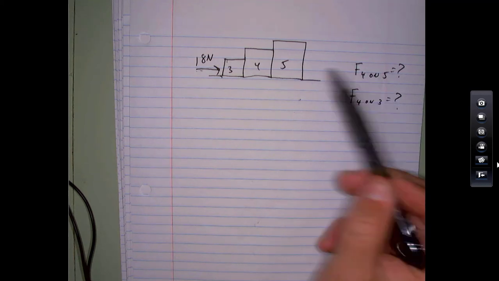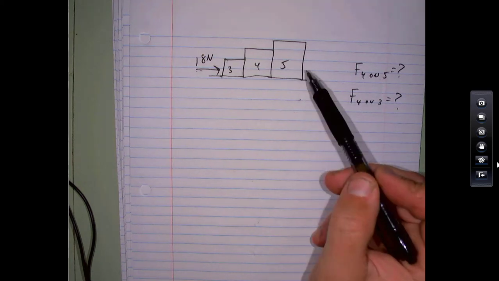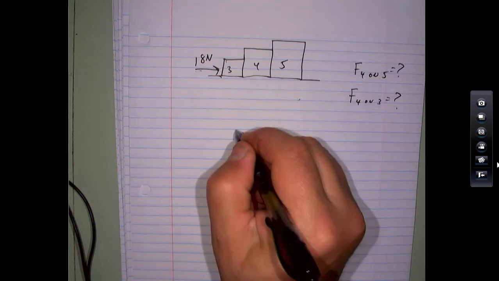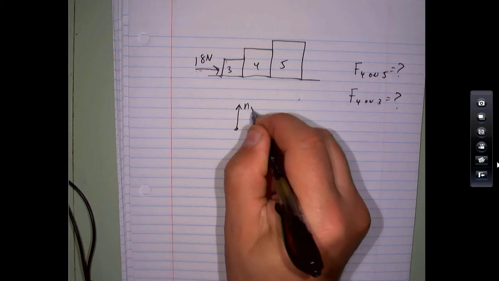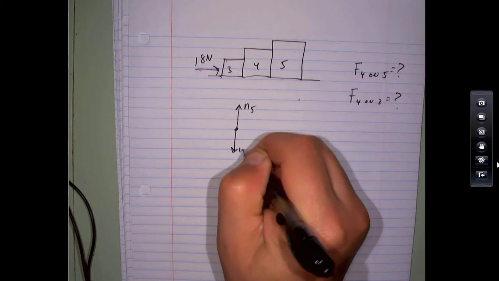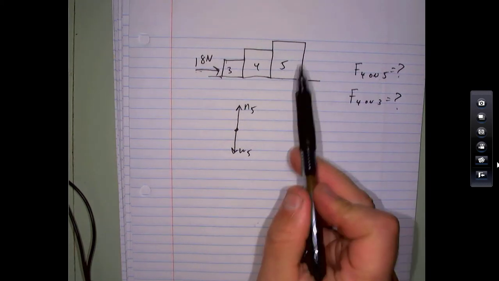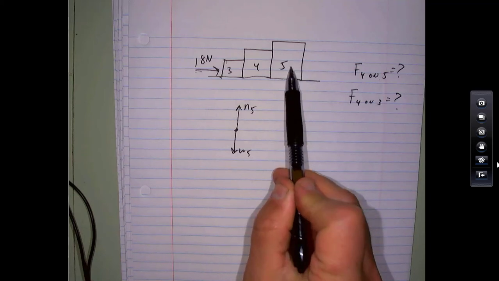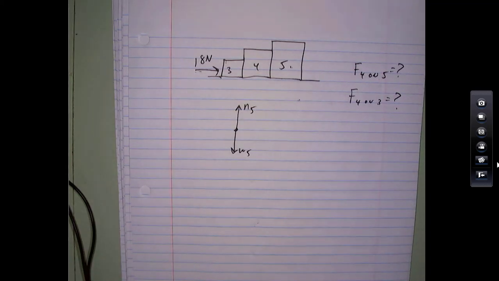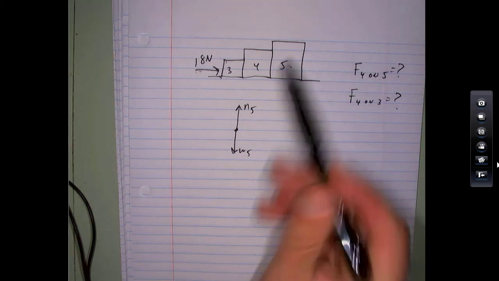We could look at the free body diagram for just 5. There's the normal on 5 from the ground. There's the weight of 5 this way. And then, again, we're just looking at the forces on 5. Nothing else, not the force on 3 from the hand, or the 18 newtons or anything like that. Just the forces on 5.